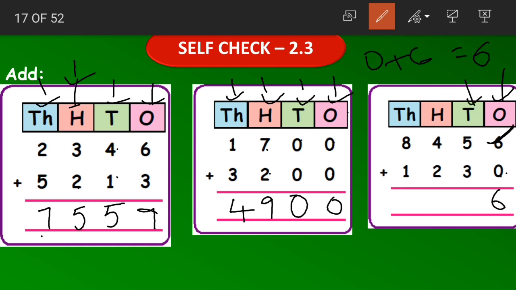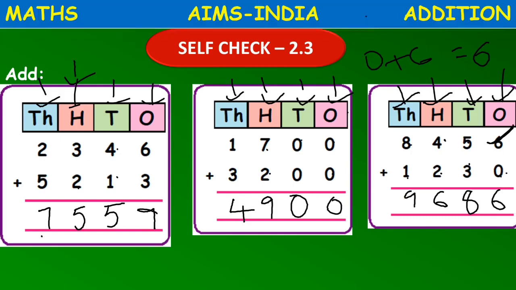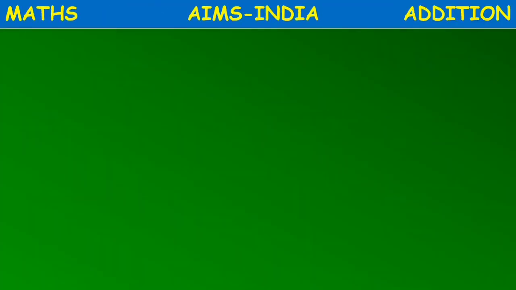And in the tens place, we have 5 plus 3, which is equal to 8. In the hundreds place, we have 4 plus 2 equal to 6. And in the thousands place, we have 8 plus 1 equal to 9. So 9686 is the answer. Yes, children, is this clear? Okay. Moving on.